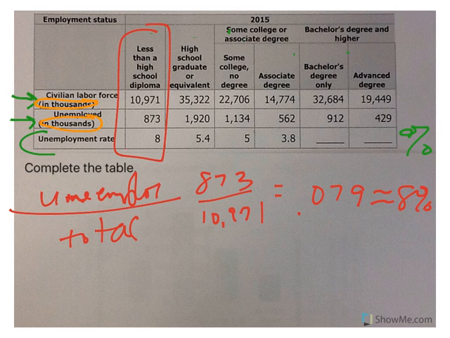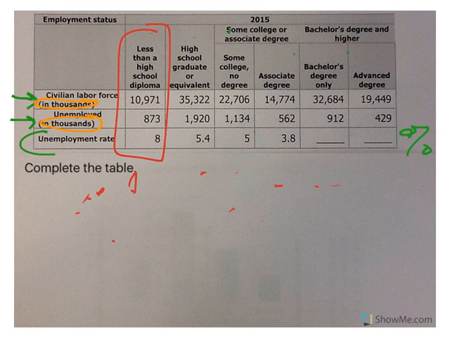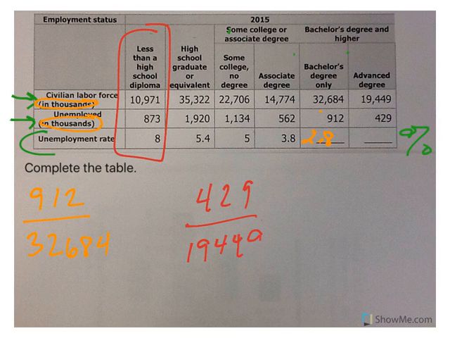So that's what we're going to do for bachelor's degrees and advanced degrees. We are going to take the number of unemployed. So for this one, we'll take the number of unemployed divided by the total, and we get our unemployment rate of 2.8. And then for the advanced degree, we take 429 divided by 19,449, and when we do that, we end up with 2.2%. So even if you have an advanced degree, you do have a possibility of being unemployed. All right, so we completed that table. Now we're going to use this table to do a few more things.